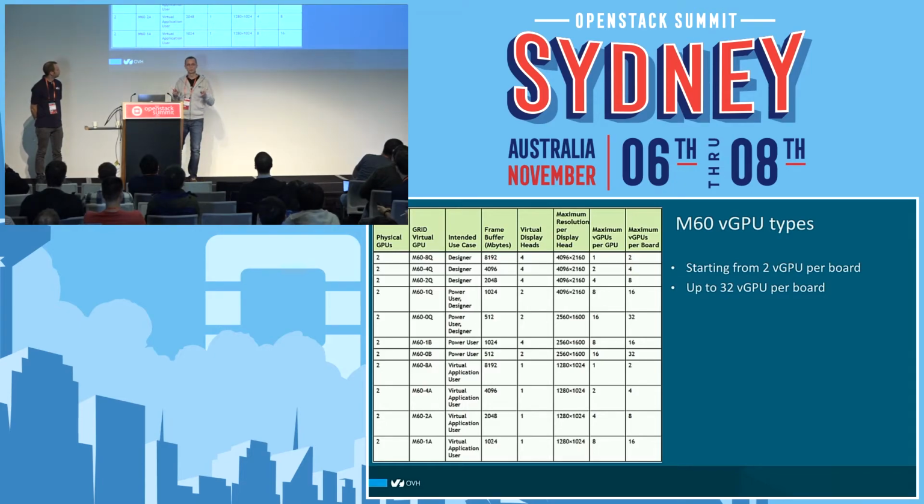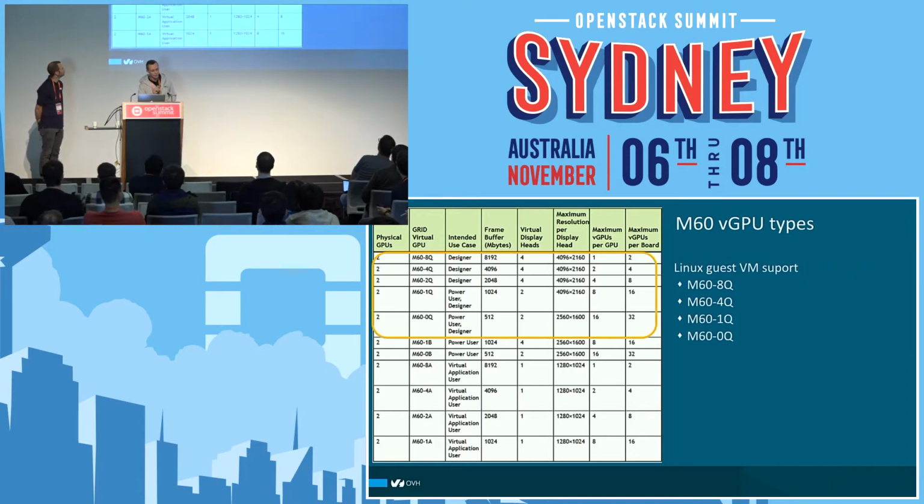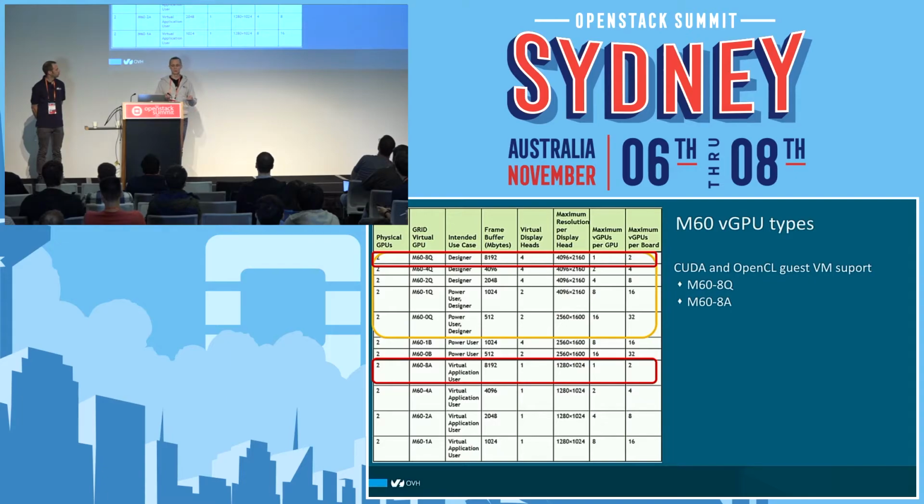It's starting from two vGPUs. This Tesla card has two GPUs, so we can start by dividing it by two, up to 32 virtual GPUs per board. But there are some limitations. Specifically for this card, the M60 can split into only four profiles that have Linux supported on the guest, according to NVIDIA documentation. Even more, if your customer, so your virtual machine, has to do some computation on the GPU, using CUDA or OpenCL libraries, there are only two profiles that are available. And as you can see, there are profiles that are literally the whole GPU board. So the difference between PCI pass-through and this vGPU for computing is not different in this case.